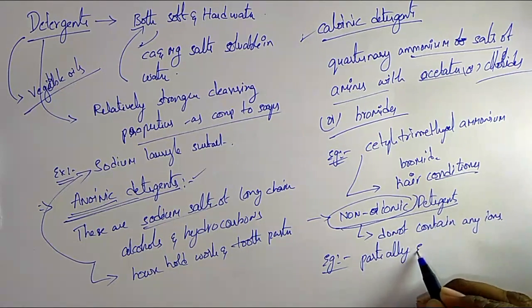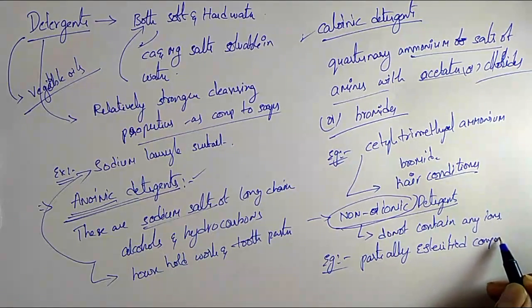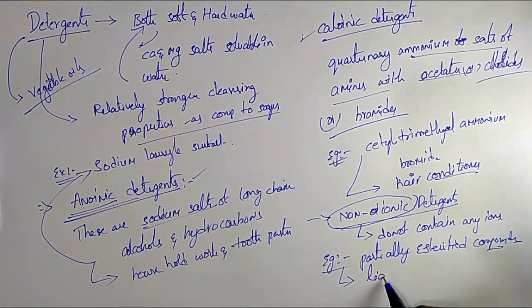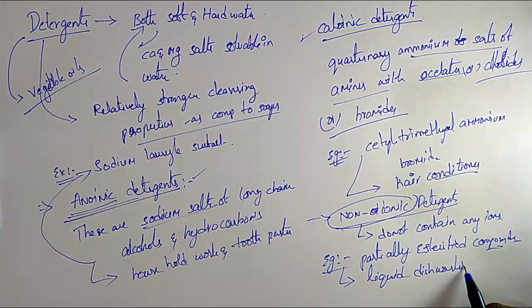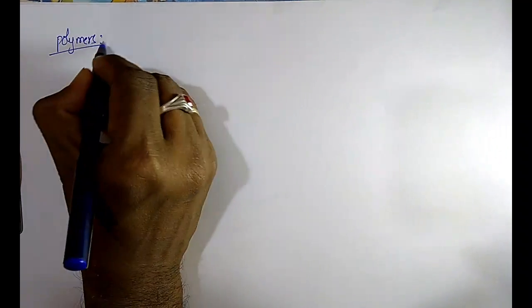Partially esterified compounds. These non-ionic detergents are mainly used for liquid dishwashing detergents. Next one, polymers.